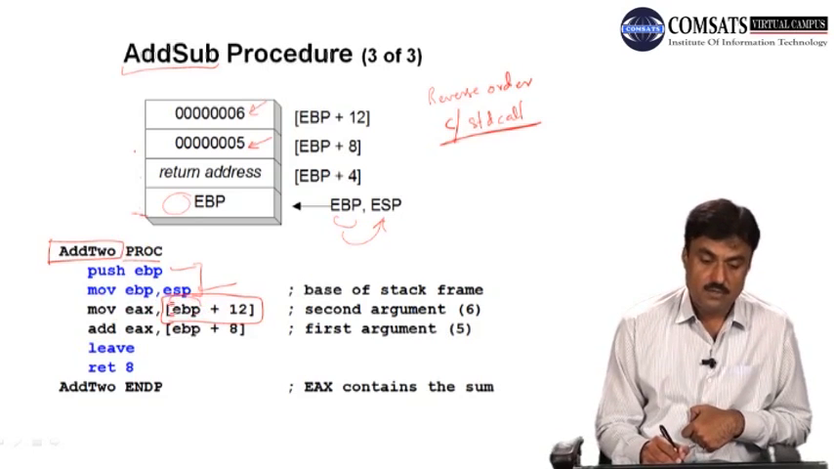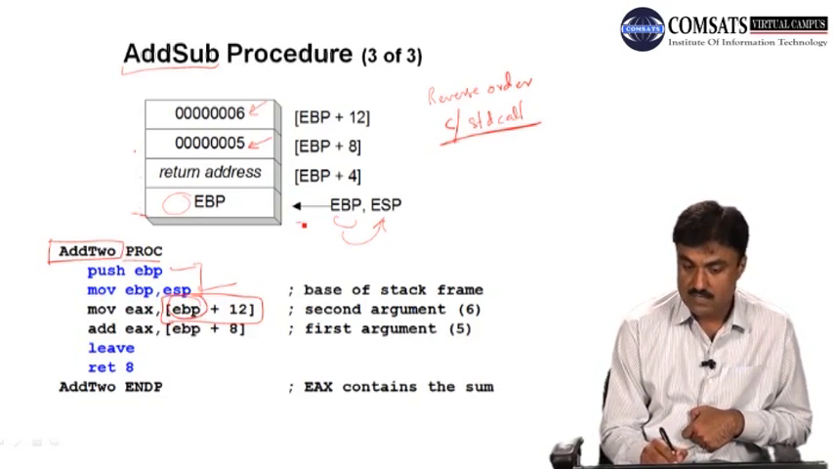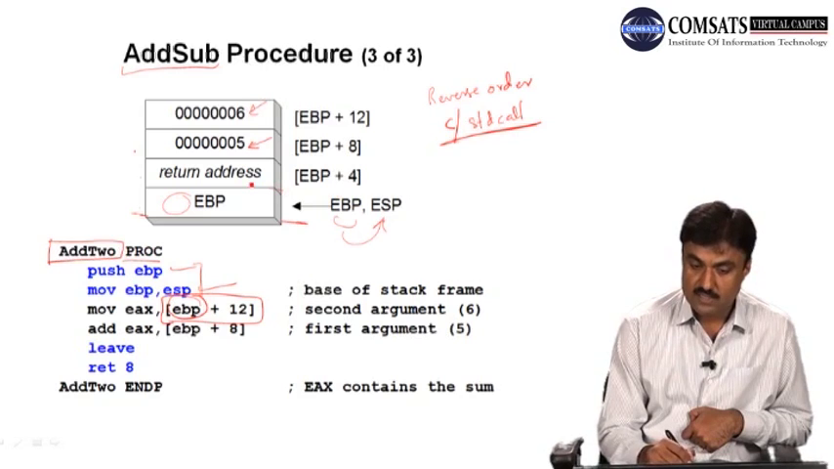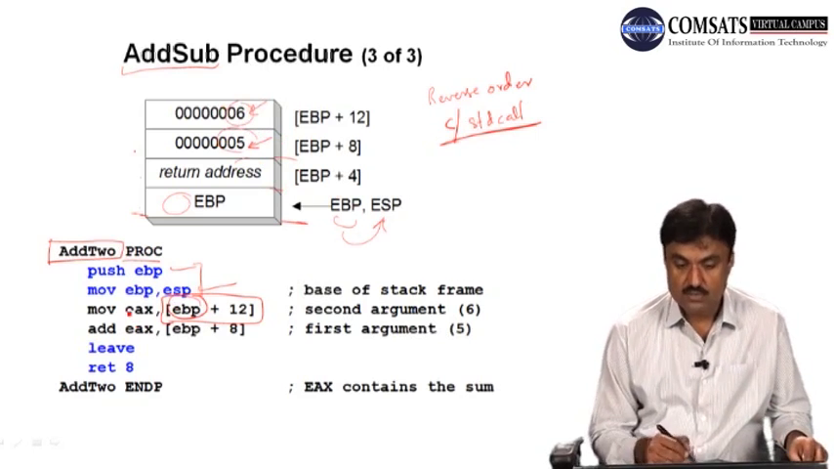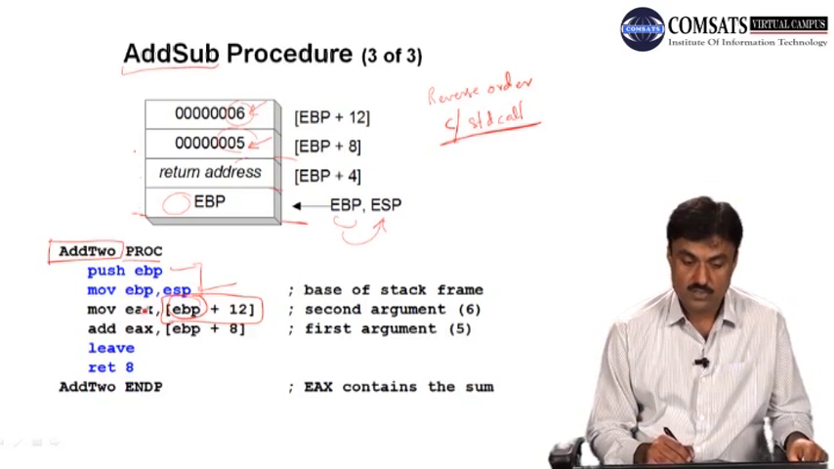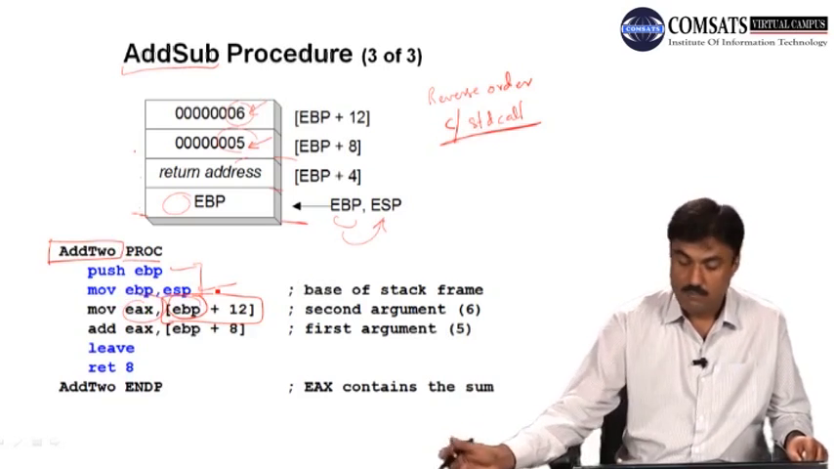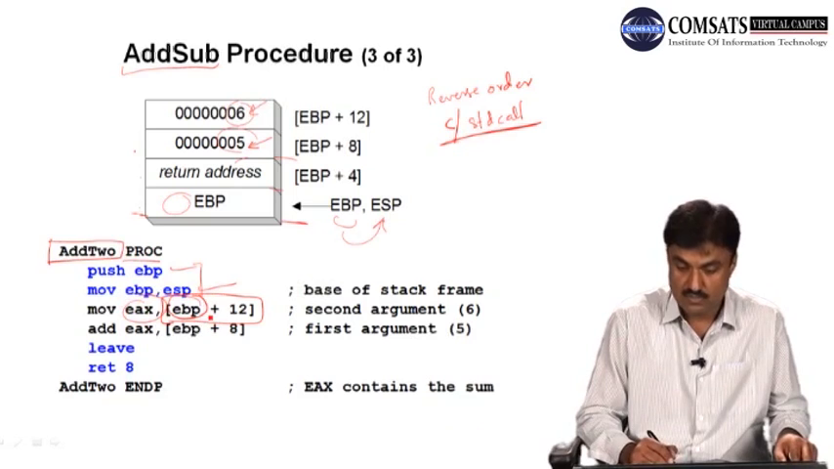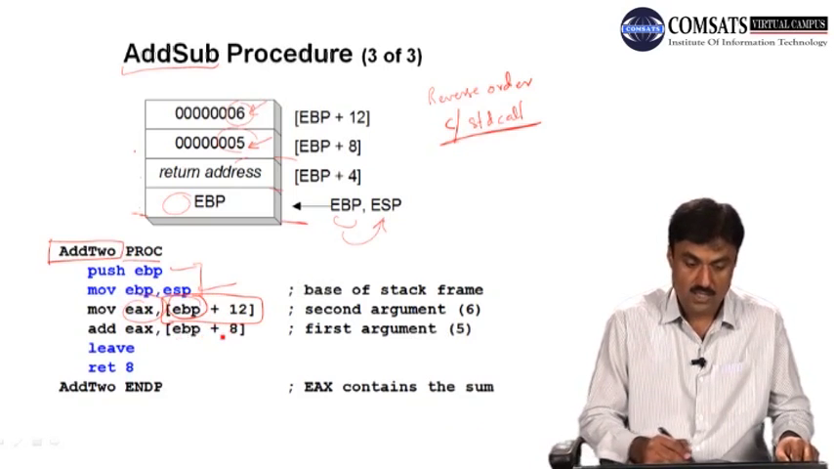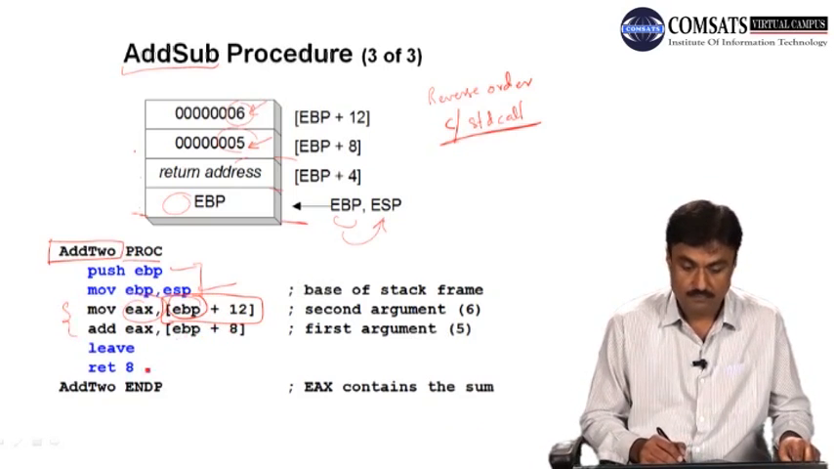Now we know that EBP has the stack pointer value. If we add 4, we can access this address. If we add 8, then we can access this area, and so on. If we add 12, we can access this area. So instead of using the parameter names, we can use EBP plus 12 and EBP plus 8 to perform this addition.